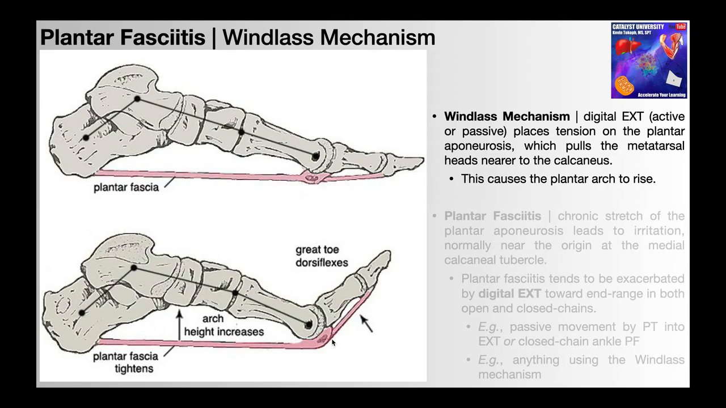An important note here is that this Windlass mechanism occurs during the end of terminal stance through pre-swing, whenever we're coming up onto the balls of the feet. And so this tension on the plantar fascia right here is going to increase the arch height, and when this arch height increases, these tarsal bones come closer together, and they sort of lock, which provides a rigid lever so we can push off and go through swing phase.